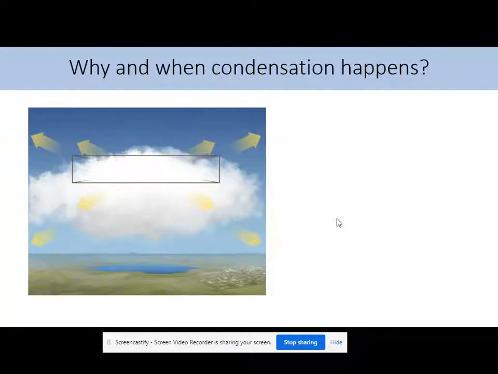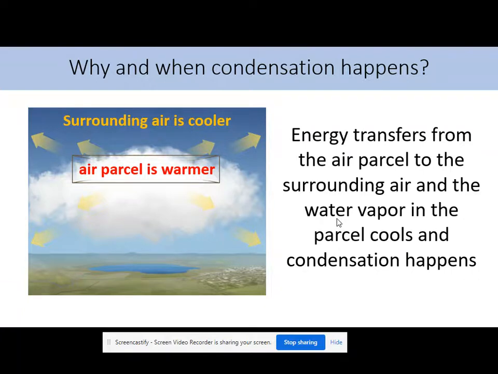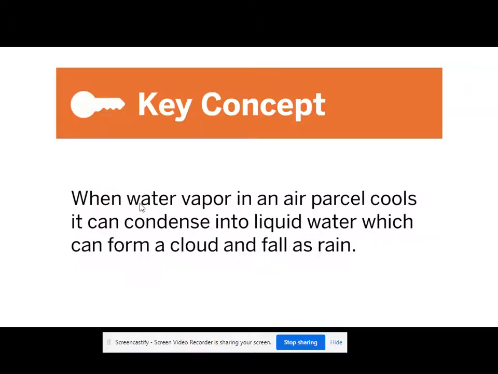And then why and when does this condensation happen? Well, the surrounding air is cooler, the air parcel is warmer, and what we learned from the OAC unit is that energy transfers from warmer locations to cooler locations. And that's going to be the same in our weather unit as well. As the energy is transferring, the water vapor in this parcel is going to cool, and then it's going to condense together. Those water droplets are going to get closer together, forming larger water droplets that can then eventually form rain. So when the water vapor in an air parcel cools, it can condense into liquid water, which can form a cloud, and then eventually falls as rain.